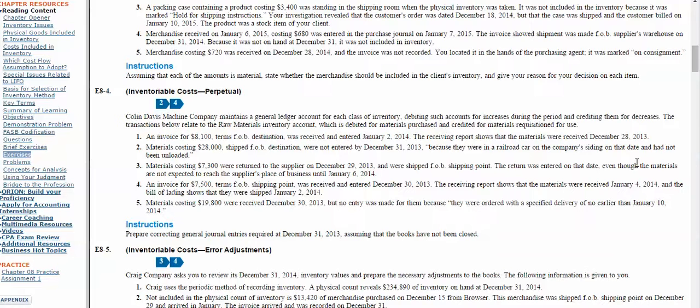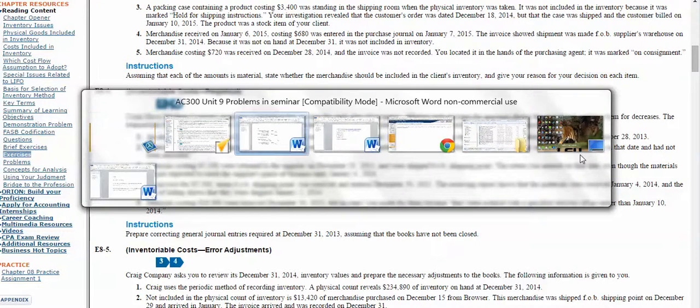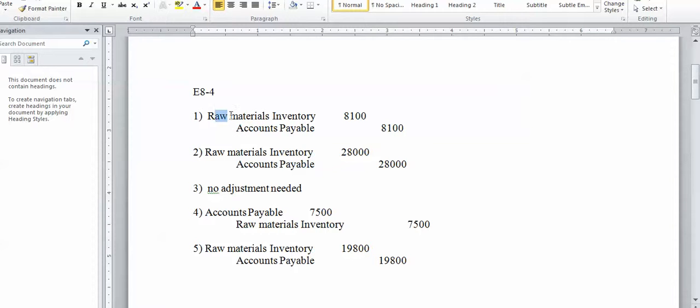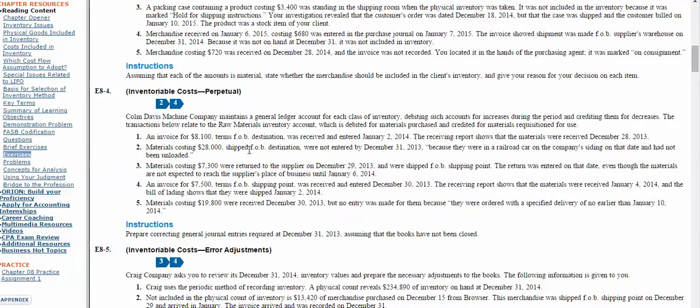This is raw material, right? FOB destination, so it's the buyer at the time it was received. So we need to make sure that this raw material inventory is in the books because it was received December 28th. So we need to put that in the books so you can see that we're going to add to inventory, add to accounts payable because we owe for that.